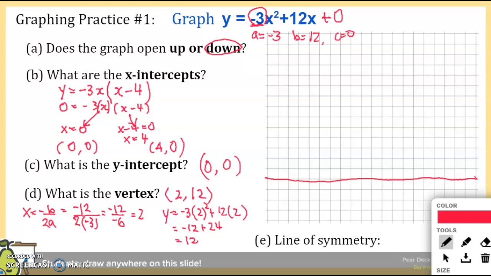Okay, and I need 0, comma, and 4. So it's going to look like this. That's my x and y axis. And they're all going to be incrementing in 1, so I do not need to put the scale down. If it's anything other than 1, I need to put the scale down.